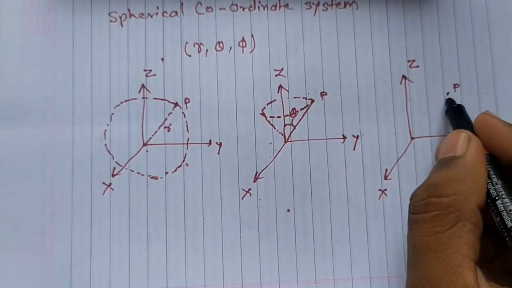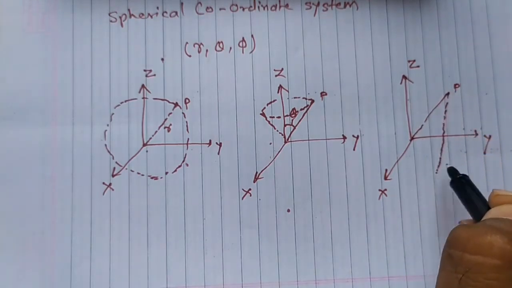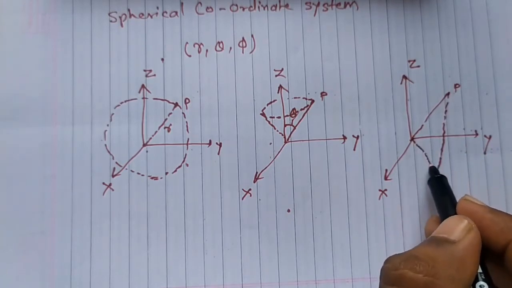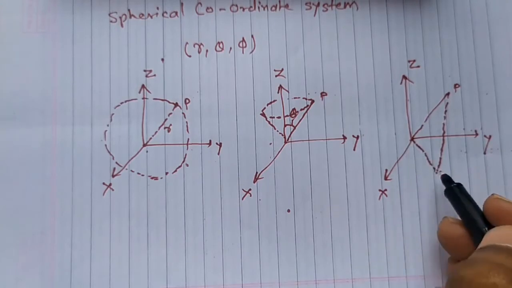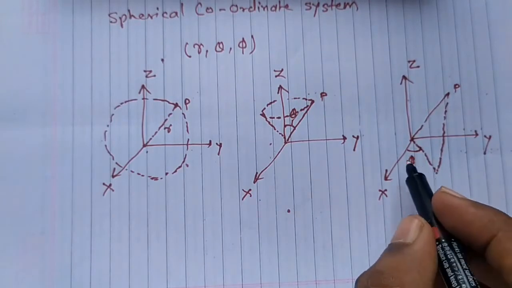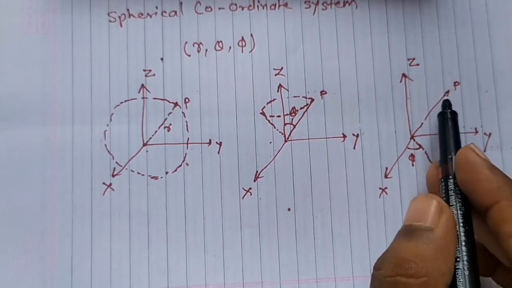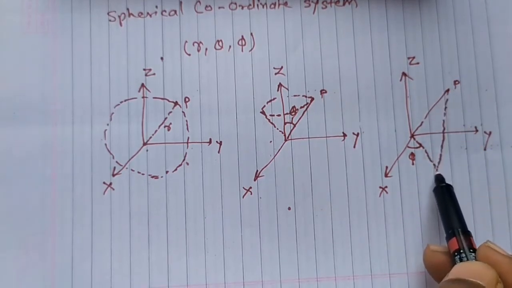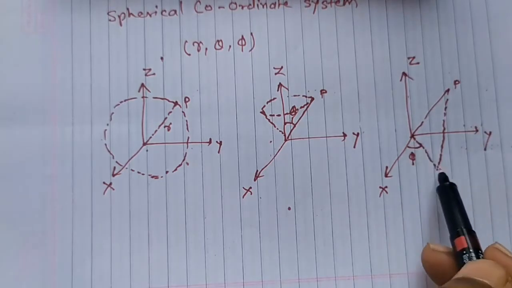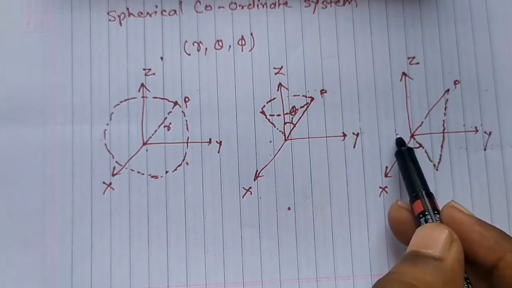This is a point P, and now if I take a projection of point P on the xy plane, and if I join it with the origin, then you will get some angle phi. So it is the angle made with the x-axis, and you can look at it like a shadow of point P. You will get the shadow of point P on the xy plane, and you have to draw that point and join that point to the origin.